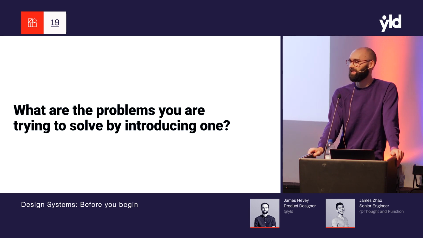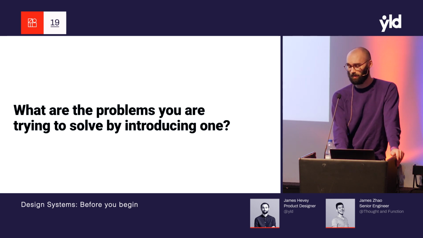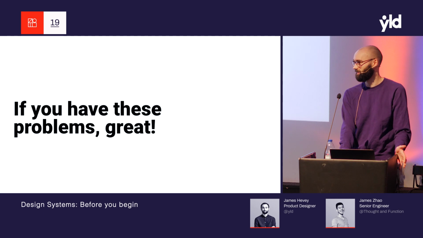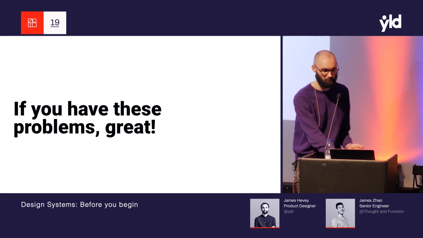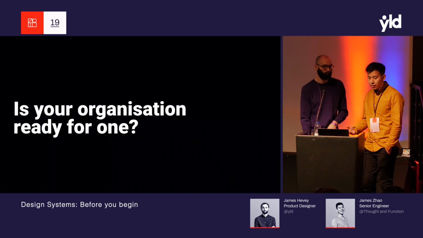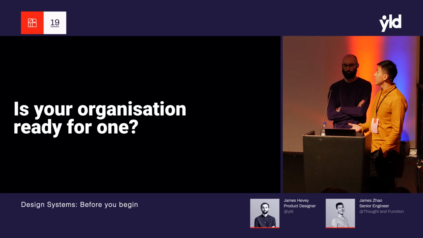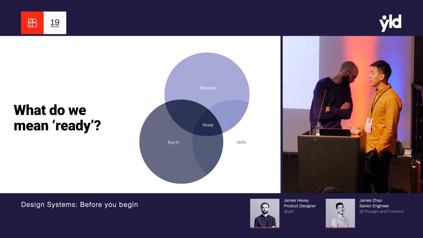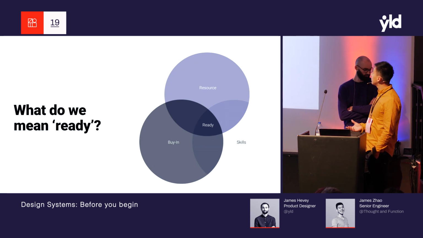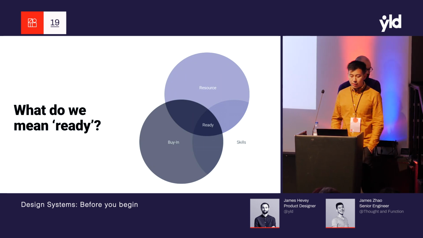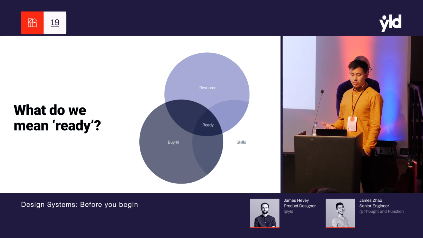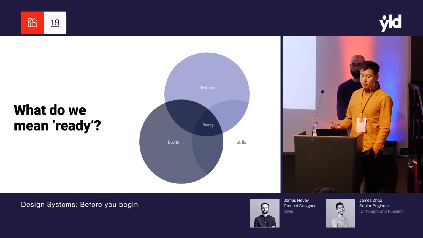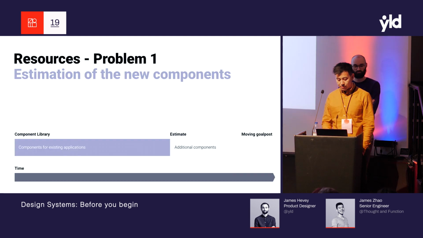Or you could just have a disconnect between engineering and design. And if you have any of these problems, then great. A design system could be an excellent solution to them. So you know that you need a design system. The next question to ask is, are you ready for one? So how do we know if we're ready or not? So I think it can be determined by 3 factors: the amount of resources you have available to you, the amount of business buy-in, and also the skills that you have available to you.